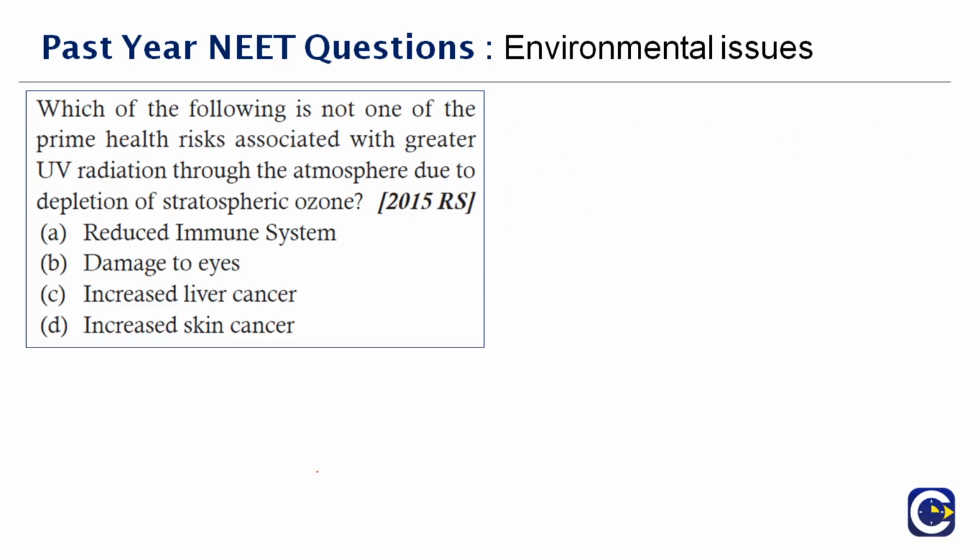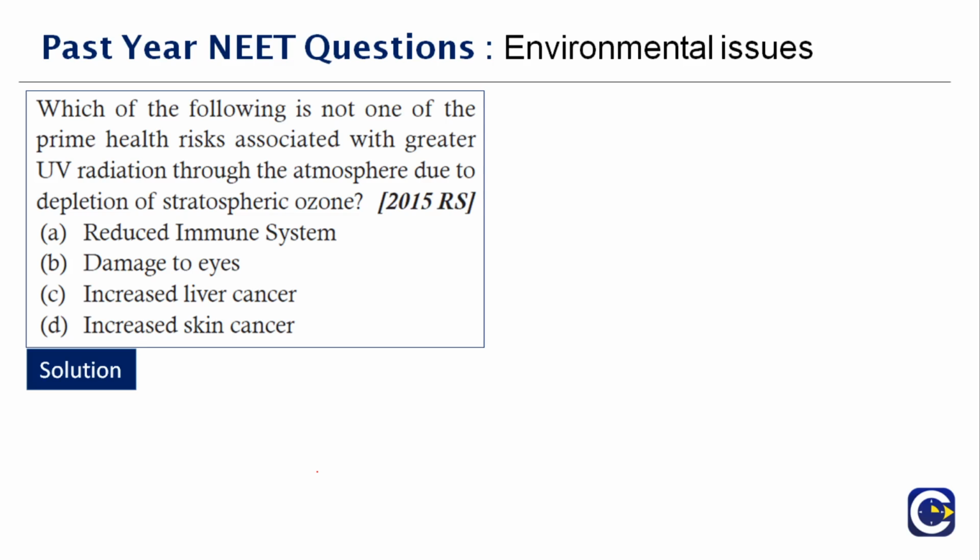Next question here. Which of the following is not one of the prime health risks associated with greater UV radiation through the atmosphere due to the depletion of stratospheric ozone? This question was asked in the year 2015. Now coming back to the options here. We are talking about four options: reduced immune system, damage to the eyes, increased liver cancer, or skin cancer. We all have a clue, it is cancer. But is it skin or liver? Here they have given us a clue.